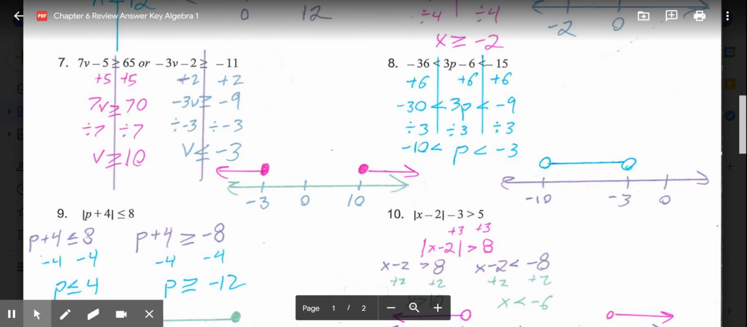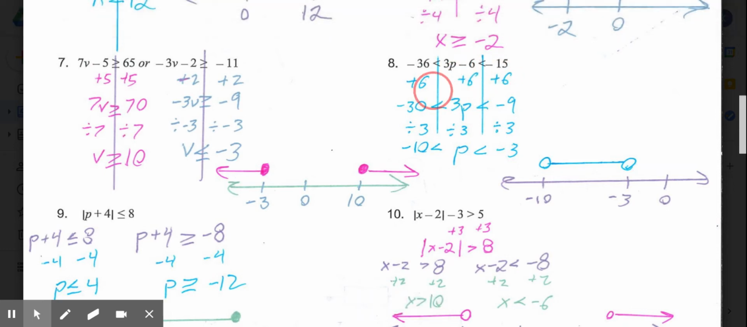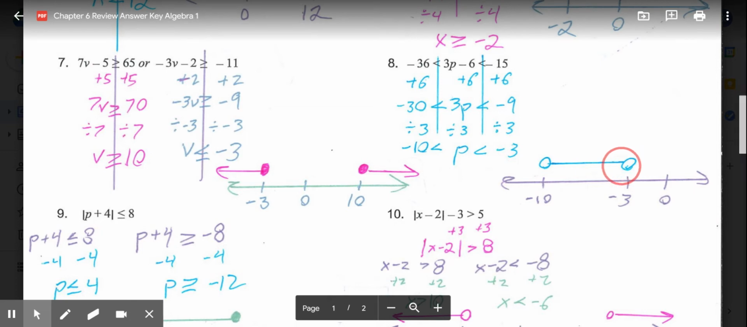In 8, our 3p minus 6 is in between two inequalities. So that means I have to add 6 to all 3 parts. So we end up with -30 is less than 3p is less than -9. And then divide all parts by 3 to get p alone in the middle. So we have p is greater than -10 and less than -3. So we'd have open circles at -10 and -3 and a line combining them.